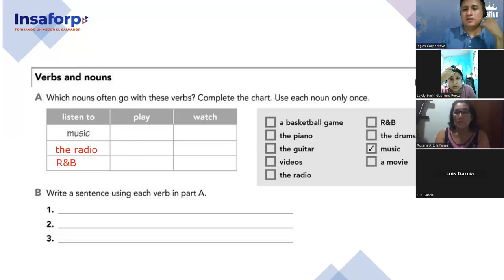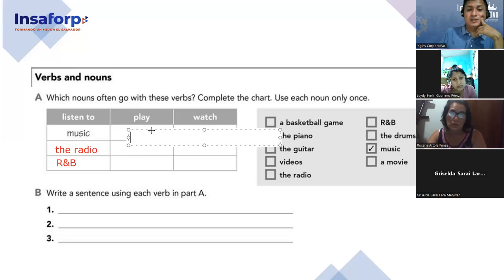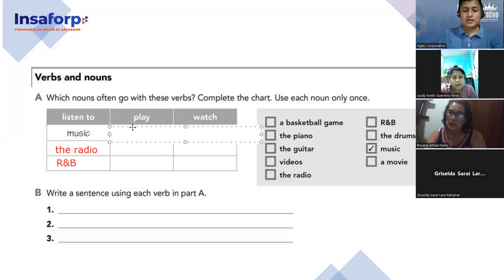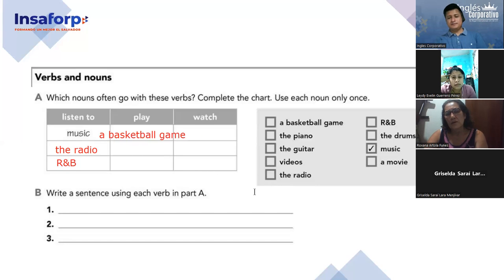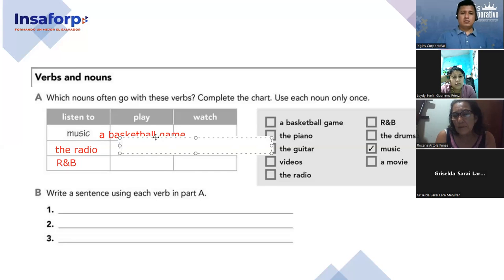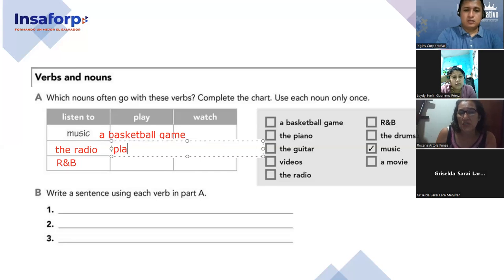Okay. Let me pick another one. Basketball game. Oh, that's very good, Griselda. Thank you so much. A basketball game. Very good. Look at this one. I'm going to move it here because it's quite long. What else? Roxana? Teacher, I think that is play the piano, play the guitar, play the drums. But a basketball game, I think watch.